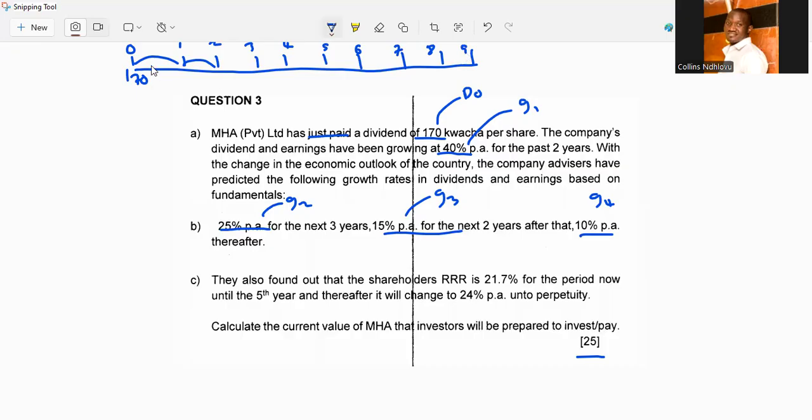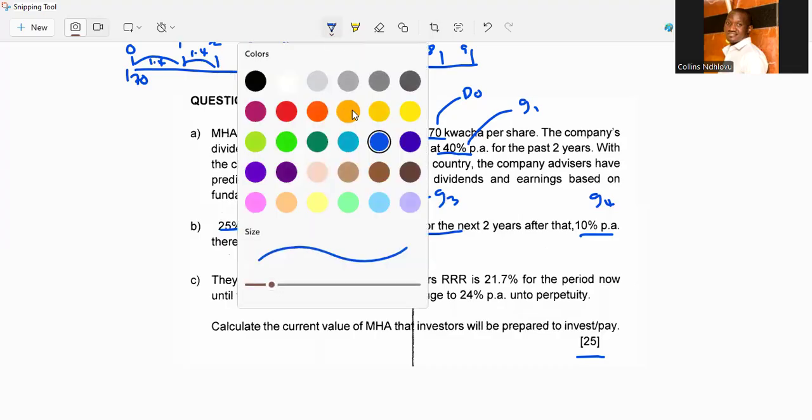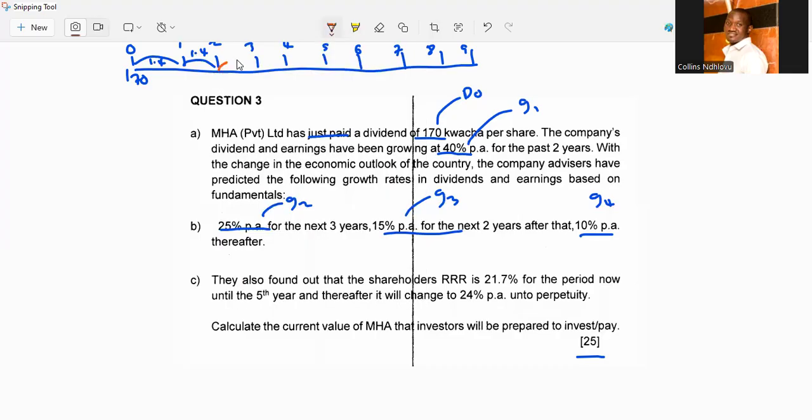So the 40% is 1.4 for the next 2 years, right? So you're going to grow this dividend here and here for the past 2 years. Then the next 3 years, it will be at what? 25%. So what's the growth rate for the next 3 years? 1, 2, 3. So 1.25, right? 1.25.